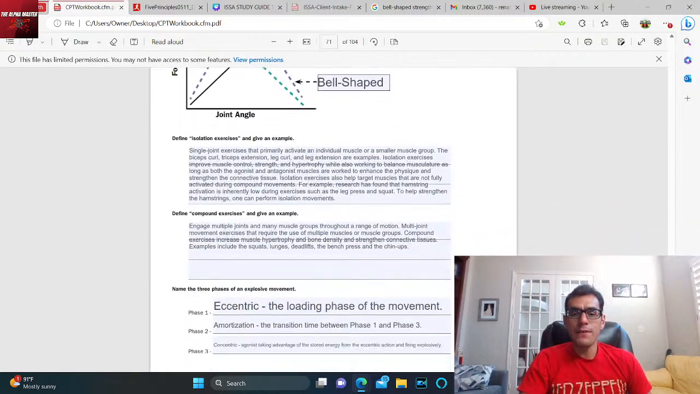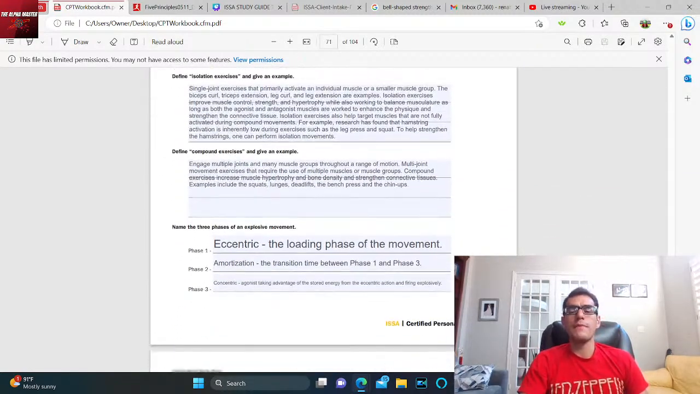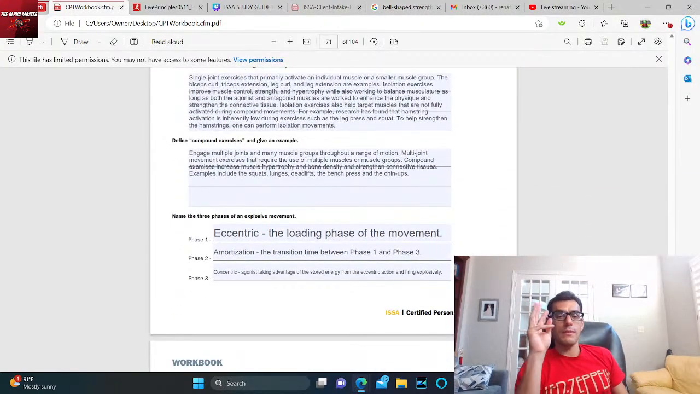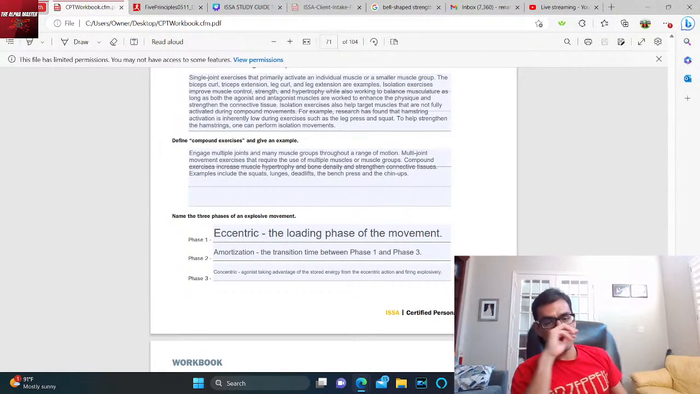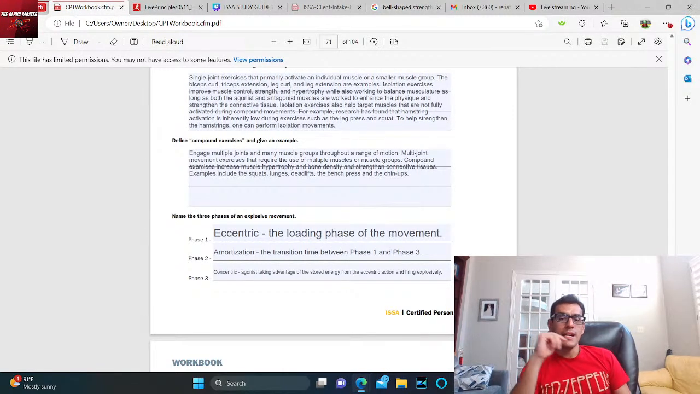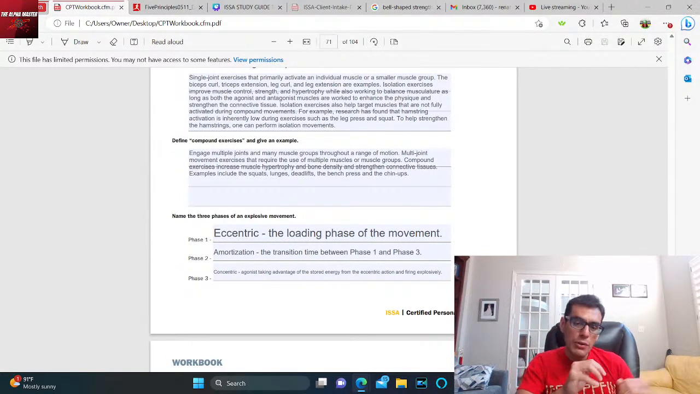Now, name the three phases of an explosive movement. The three phases of an explosive movement are going to be eccentric, amortization, and concentric phase. Eccentric phase is going to be the loading phase of the movement. Amortization phase is the transition time between phase one and phase three. And concentric phase is going to be the agonist taking advantage of the stored energy from the eccentric action and firing explosively.